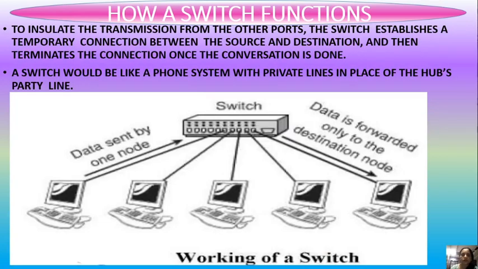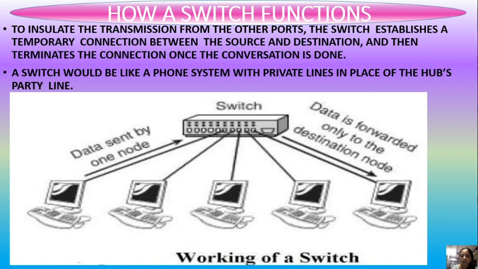Now, how a switch functions, how it works. You can see one image here. First one PC, it is written there, data sent by one node. One node means one PC, one workstation. So data sent by one node, and the switch is attached there, and on the right side you can see data is forwarded only to the destination node.